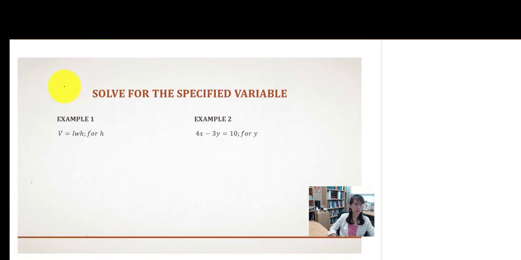In our first example, you might recognize V equals LWH. That's volume equals length times width times height. And the way this literal equation is given, it is solving for volume. We would like to rearrange this and solve for one of the different variables, and that would be for height.